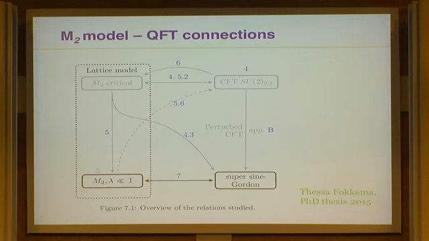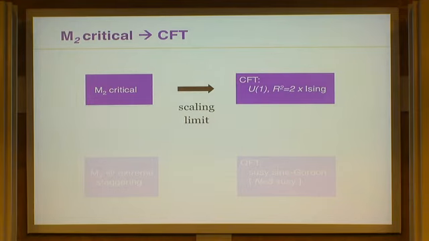My student Tessa Fokkema just completed a PhD thesis on all this research. Here's a diagram taken from one of her chapters. She says: the M2 model at the critical case corresponds to a CFT. If you stagger on top of that, you go to a massive field theory, which in this case is the supersymmetric sine-Gordon. So I decided to follow this presentation and give you some of these connections in more detail.